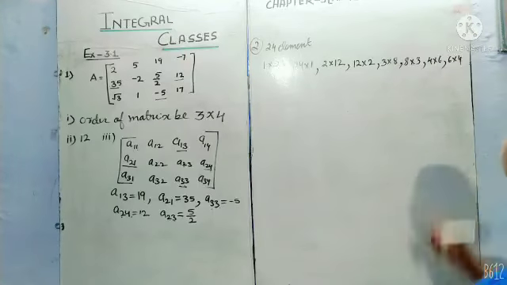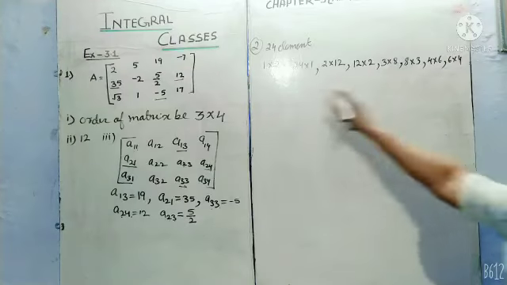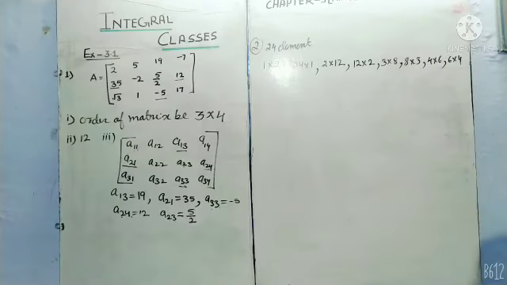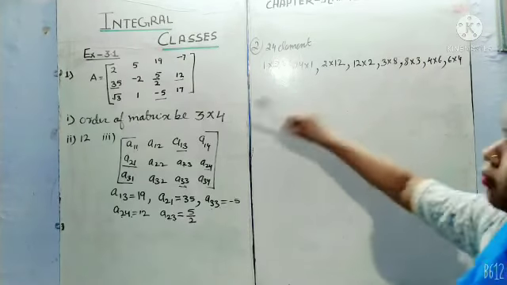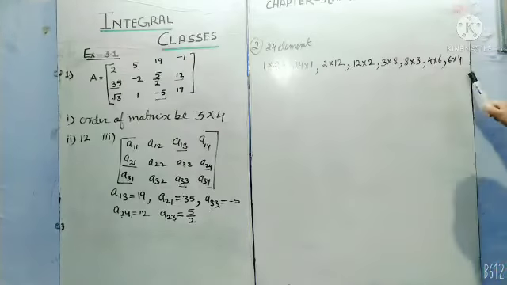And last is, all of them are completed here. So student, if a matrix contains 24 elements, then these are the orders it can be.